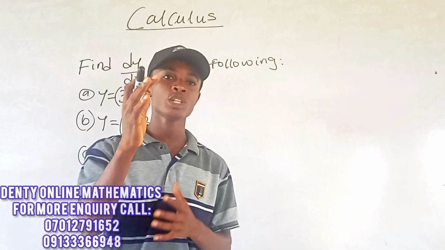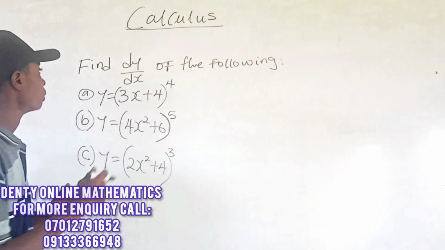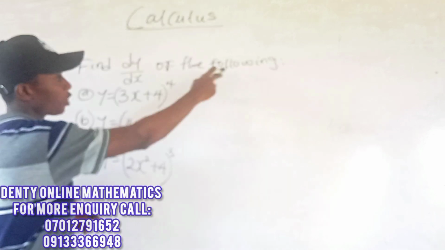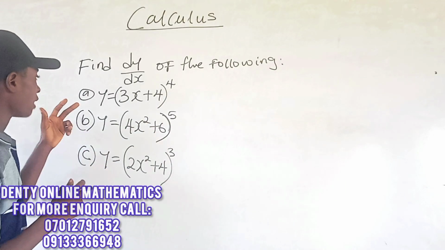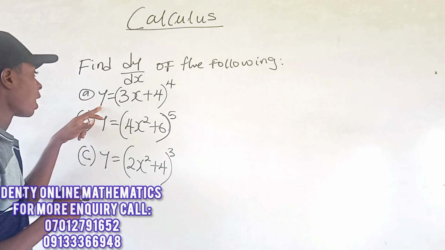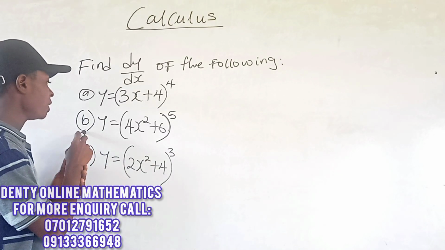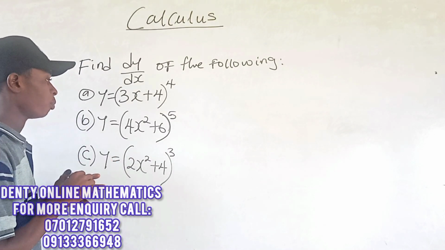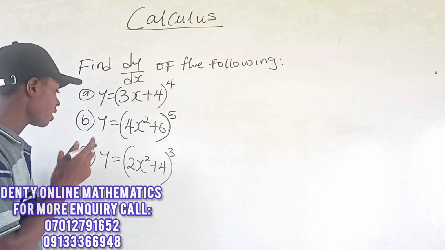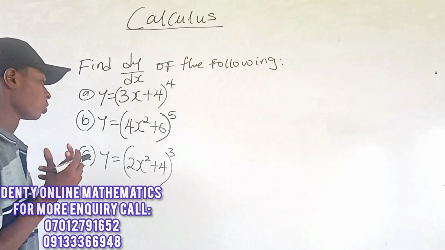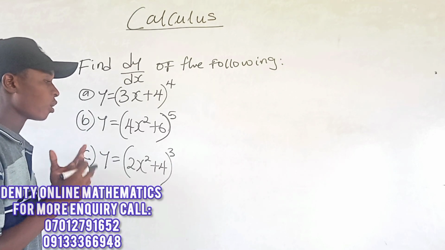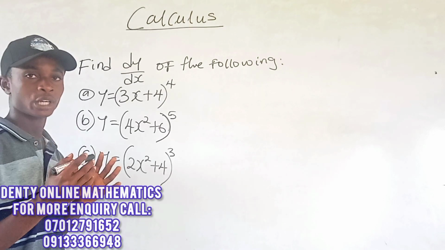Now in this video, we have this question here on the board. We have to find dy/dx of the following. We have this function: a, y equals (3x + 4) raised to power 4, b, y equals (4x² + 6) all raised to power 5, and c, y equals (2x² + 4) all raised to power 3.